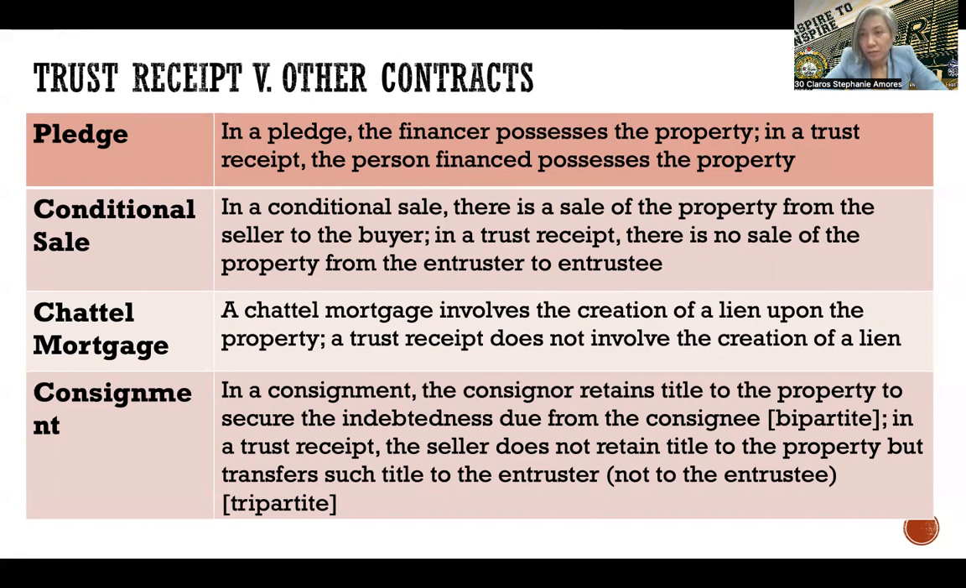And lastly, the difference between a trust receipt transaction and a consignment is that in consignment, the consignor will retain title to the property to secure the indebtedness due from the consignee. Therefore, it is bipartite in nature. But in a trust receipt, the seller will not retain title to the property, but can actually transfer title to the entruster. So there is a tripartite relation.